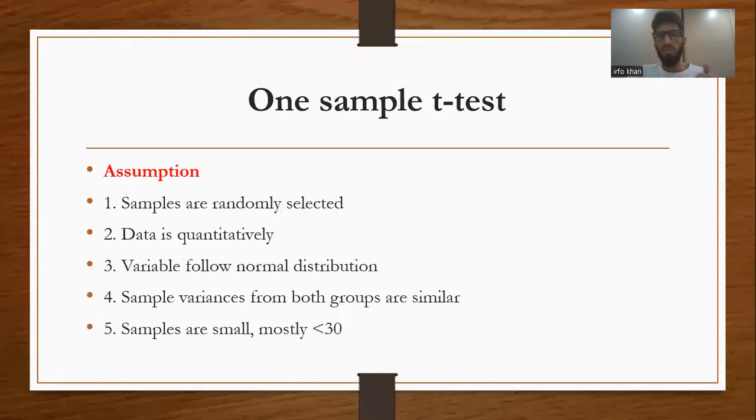Now let's come to the assumptions of the one sample t-test. In statistics, there are always assumptions for every test. If the data passes these assumptions, only then will you apply the test to your data set. The first assumption is that the sample is randomly selected. As I said, we want to compare the sample with the population, so the sample chosen from this population should be randomly selected.